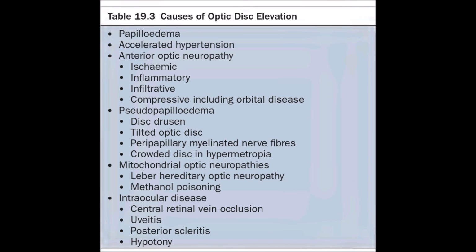It can be pseudo-papilledema due to disc drusen, tilted optic disc, peripheral myelinated nerve fibers, crowded disc in case of hypermetropia. It can also occur in mitochondrial optic neuropathies like in Leber hereditary optic neuropathy or methanol poisoning.